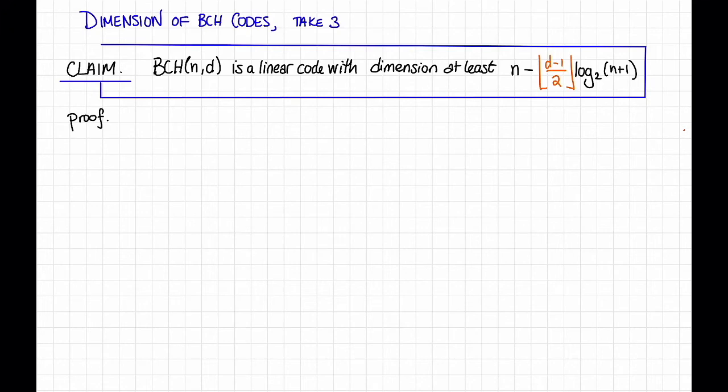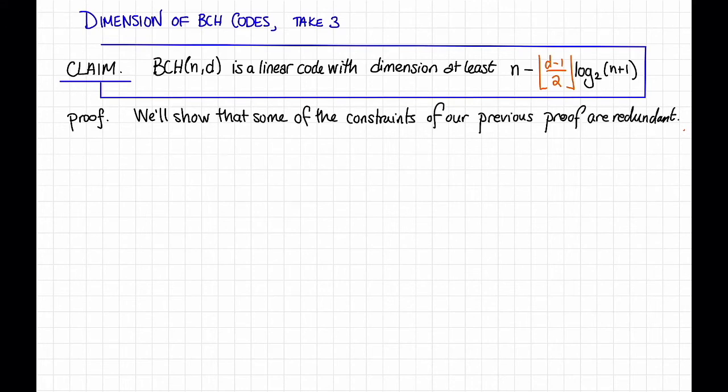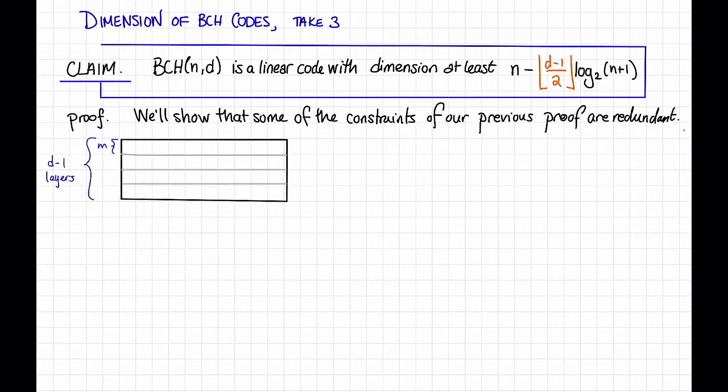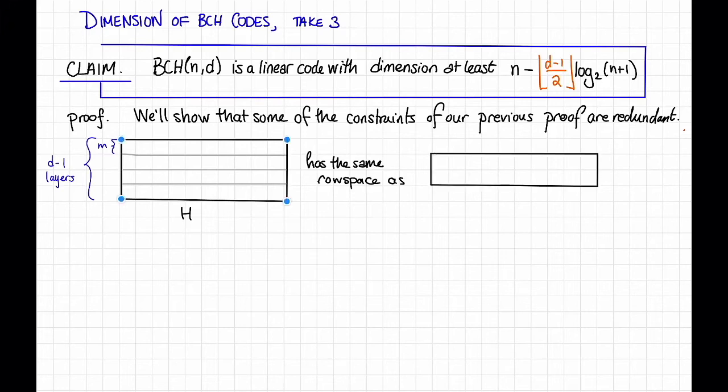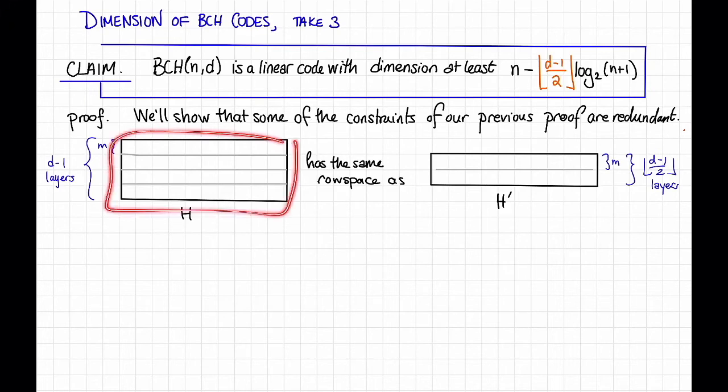The basic idea is we're going to show that some of the constraints from our previous proof are redundant. In pictures, we had this parity check matrix. Let's call it H. And we're going to show that this matrix H that we came up with in the previous proof has the same row space as some smaller parity check matrix, which has half the number of layers as our original one, and which we are just going to get by throwing away half the layers of this guy.